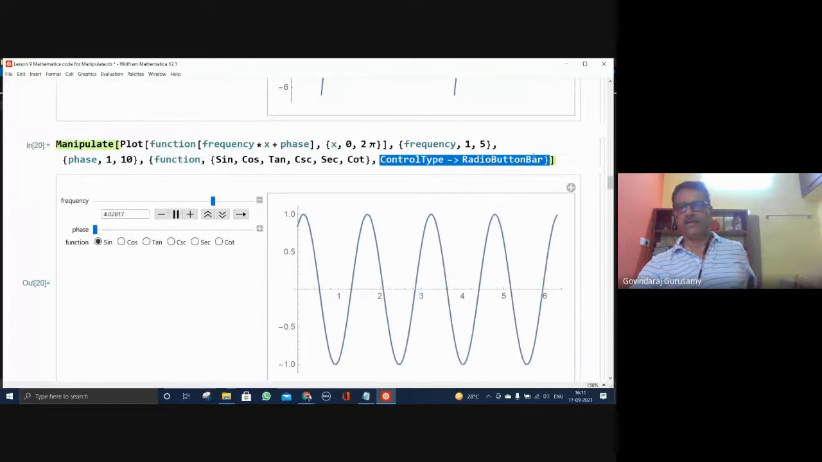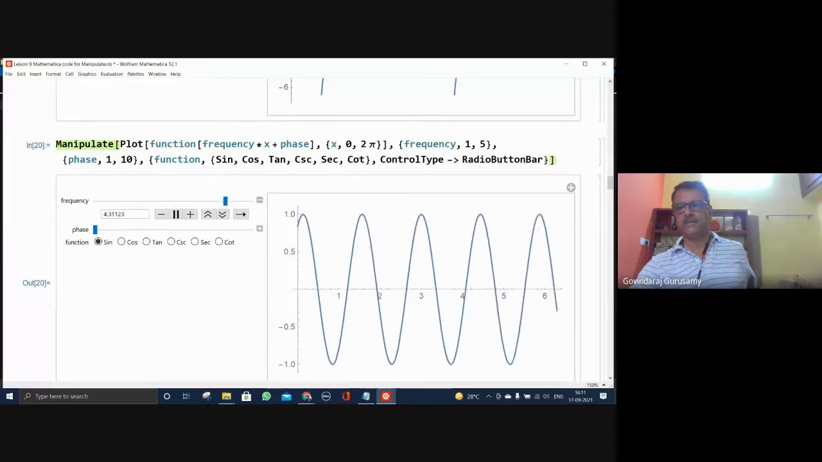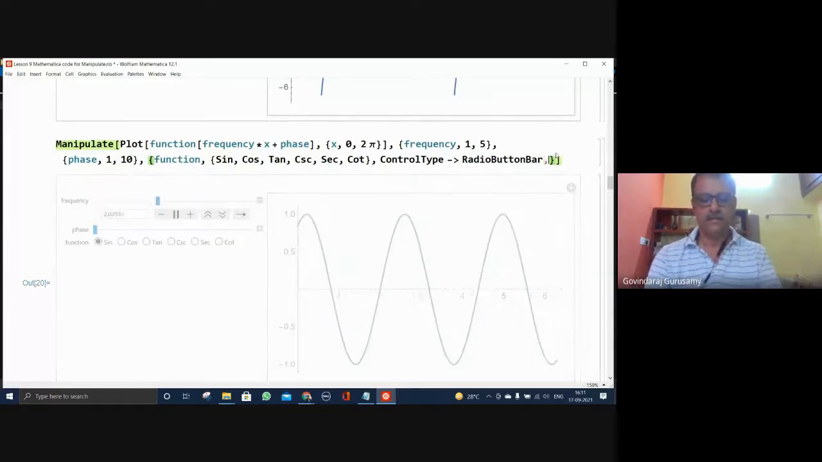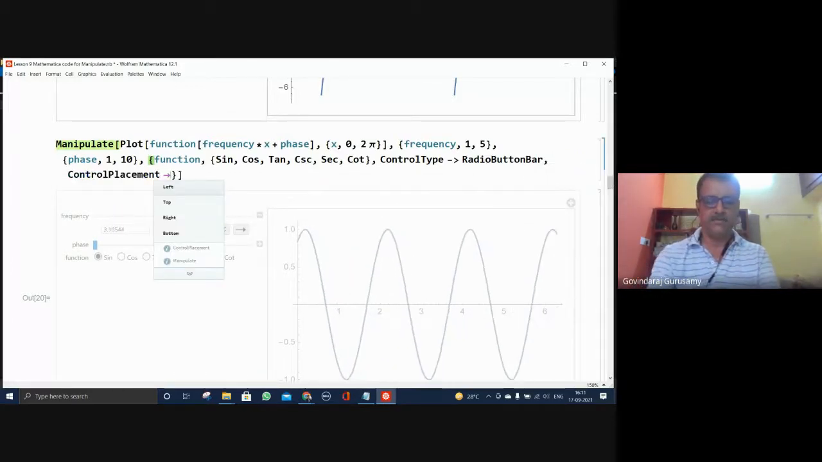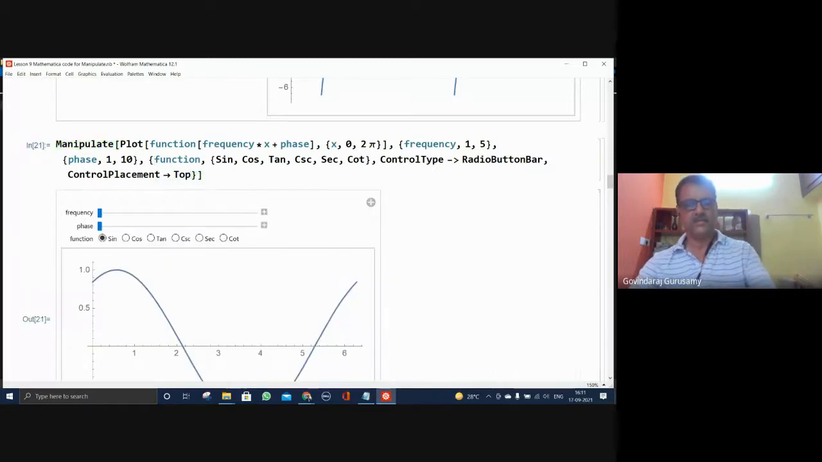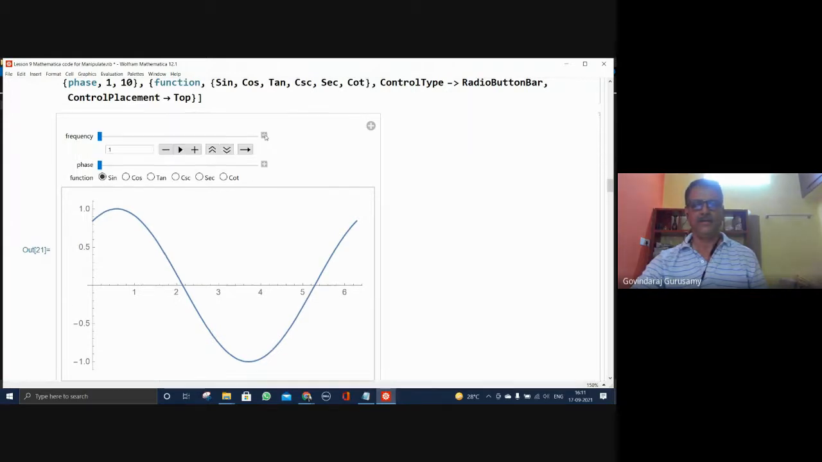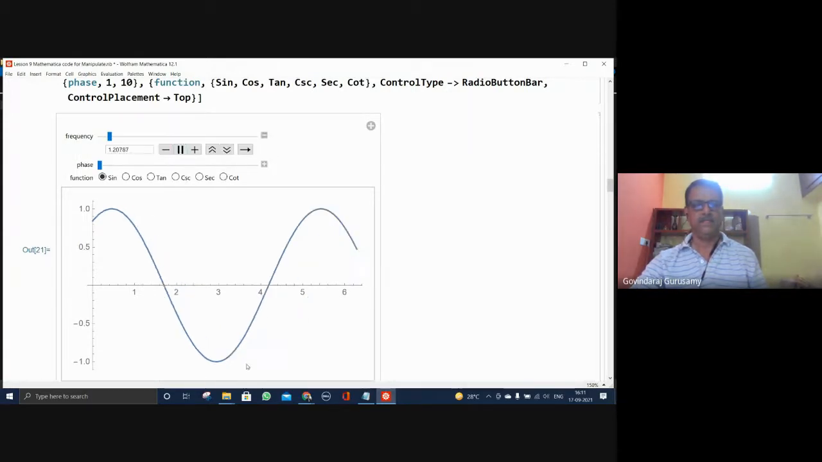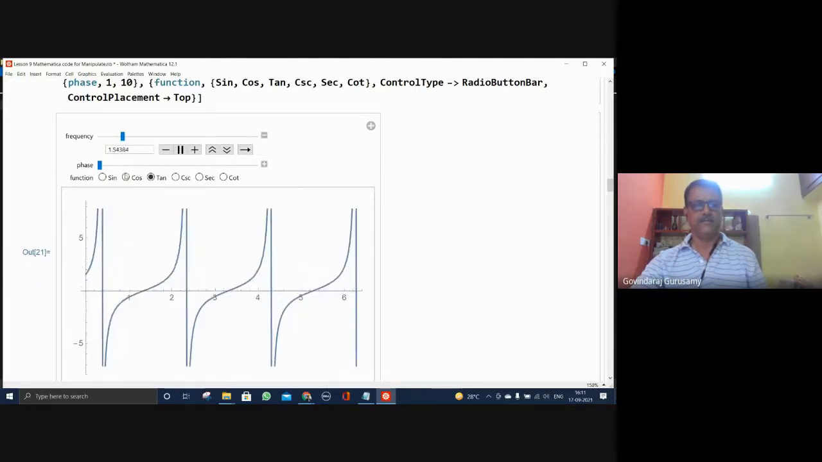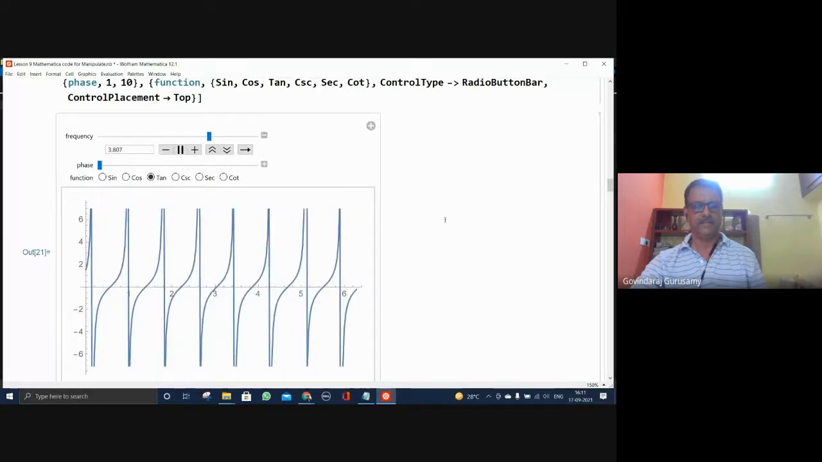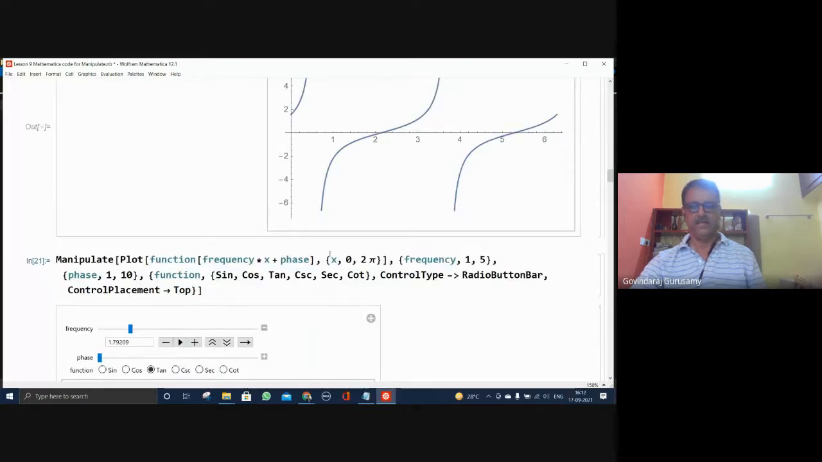And suppose I wanted to add control placement on top of this, and I see that's also on top of it. Then you have a radio button bar which is available, and done. Then you can select the function you like. So now you can see all the additional things that can be added one by one.